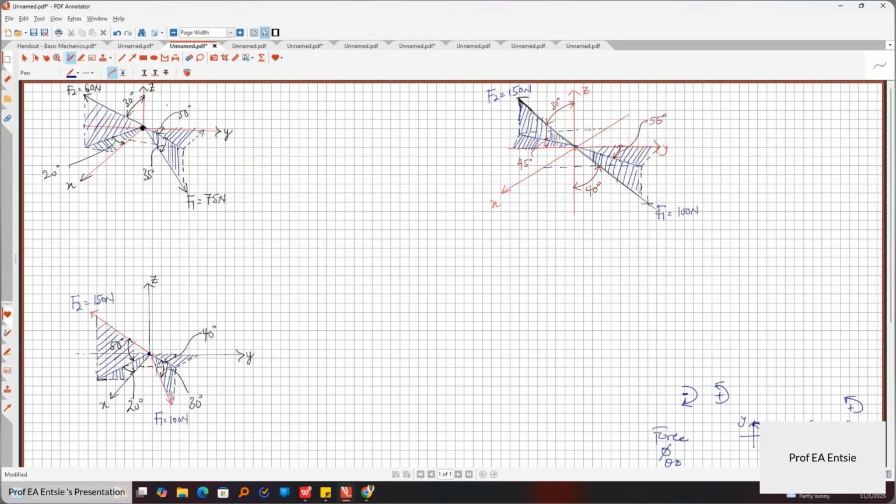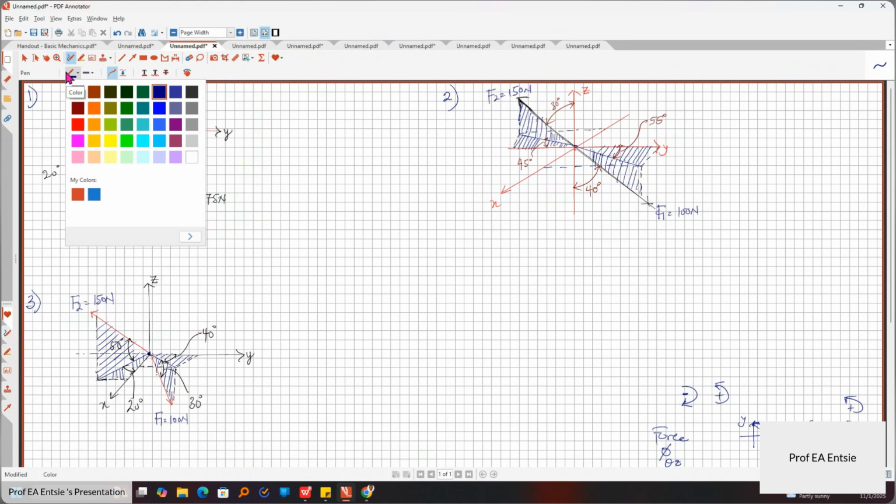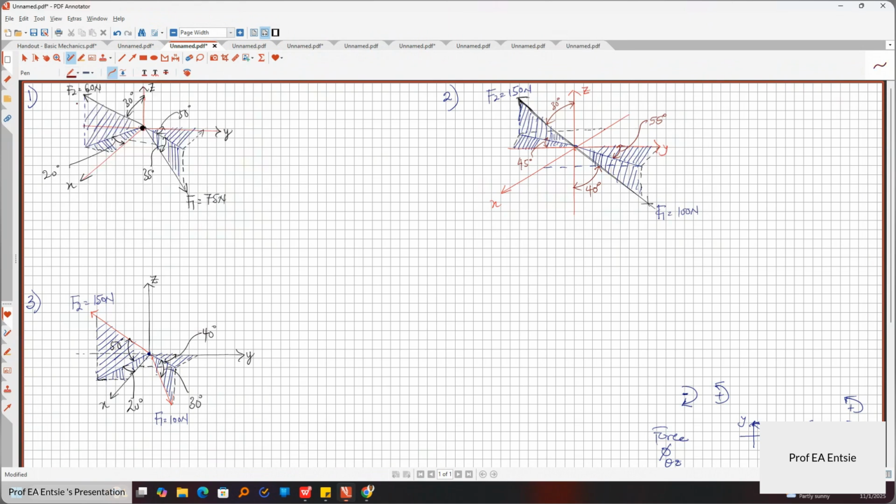So now let's start with this first example here. So let me number it. One, two, three. So let me use this color. So now let's go. Starting with example one, that's question one. We have two forces, F1 and F2. So let's do F1 first.